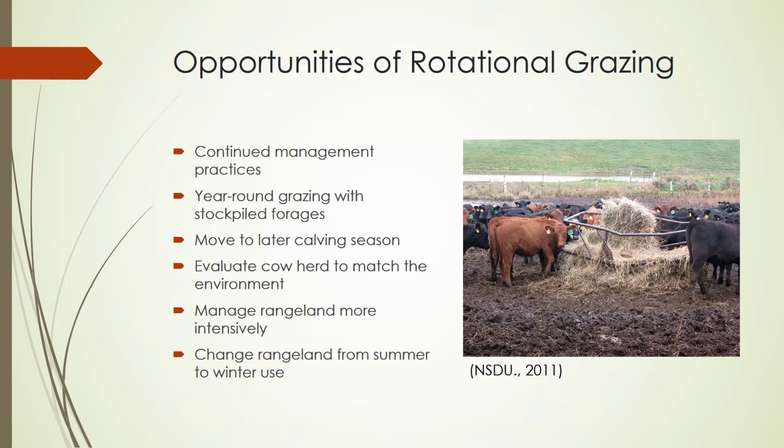You can also manage your rangeland more intensively. You get more out of your grass by rotational grazing because of the increased grazing densities provided by putting more cattle in a smaller area on your paddocks. And you can change your rangeland from summer to winter use, as I talked about when stockpiling forages.